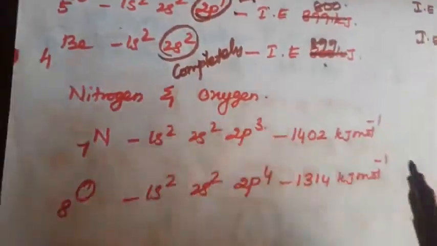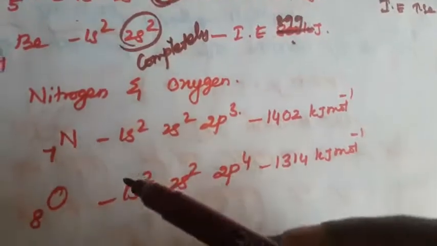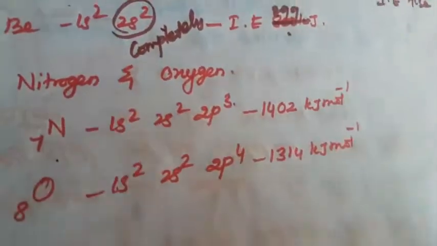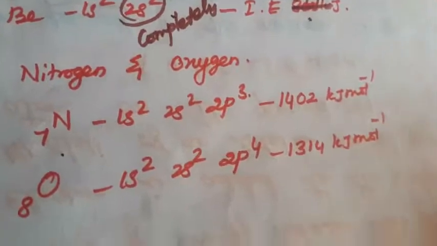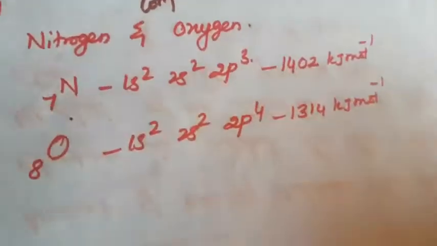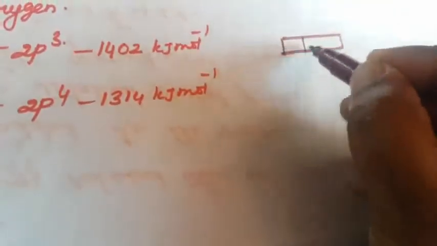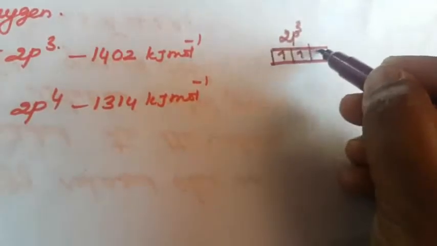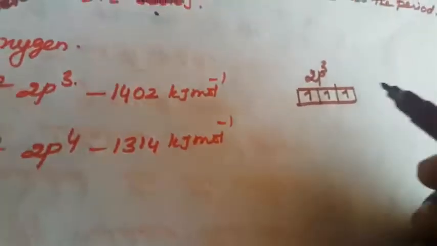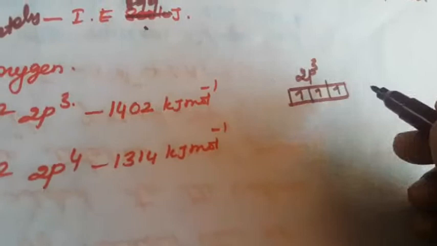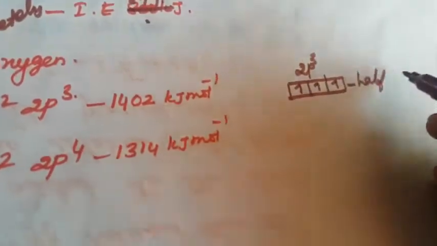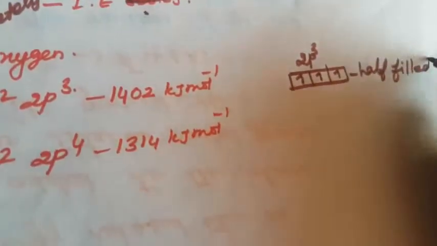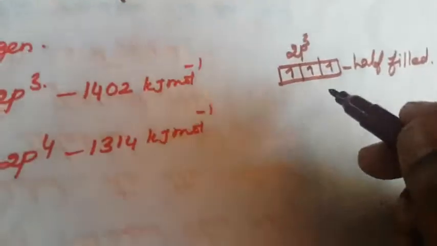Next one, the same thing, nitrogen and oxygen. Nitrogen's atomic number is 7 and oxygen's is 8. How do we explain that? The outermost electronic configuration of nitrogen is 2p3. That is 3 boxes, 2p with 3 electrons: 1 electron here, 1 here, 1 here. These are half-filled orbitals, and half-filled orbitals are more stable.